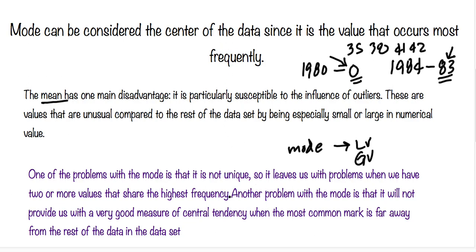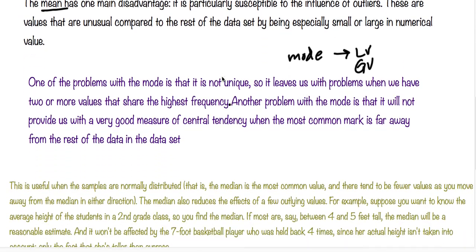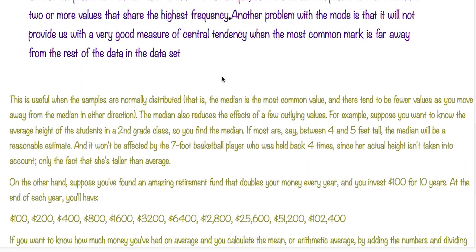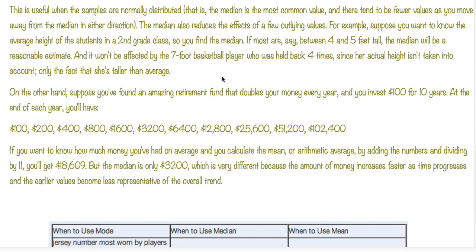Lastly, median. When is median misleading? Let's find out. A little bit of a long example. This is more than you need to know, but good information nonetheless. Okay, so when you talk about median, this is useful when the samples are normally distributed. What does that mean, normally distributed? That is when the median is the most common value and there tend to be fewer values as you move away from the median in either direction.